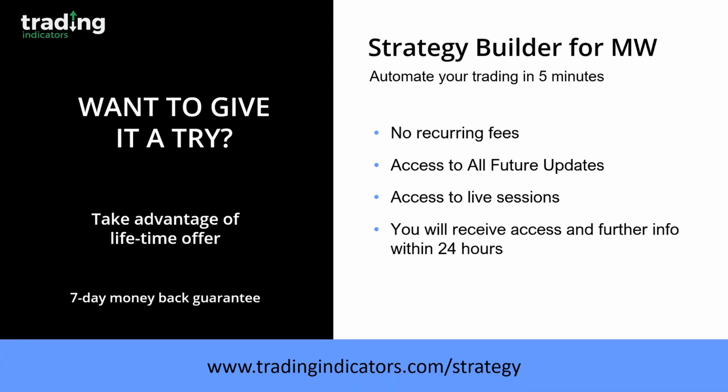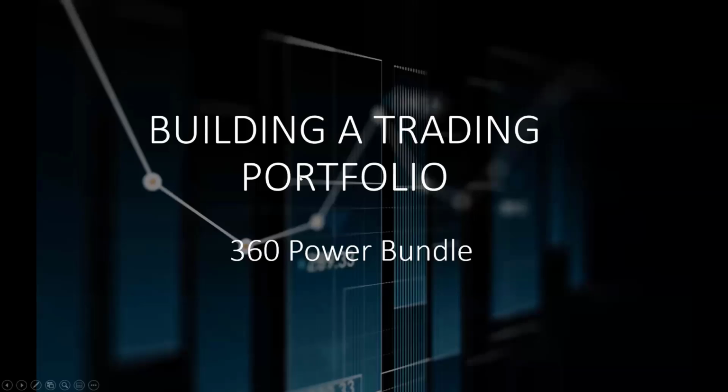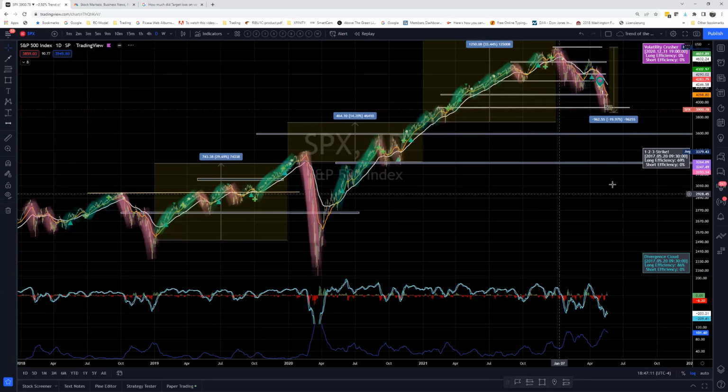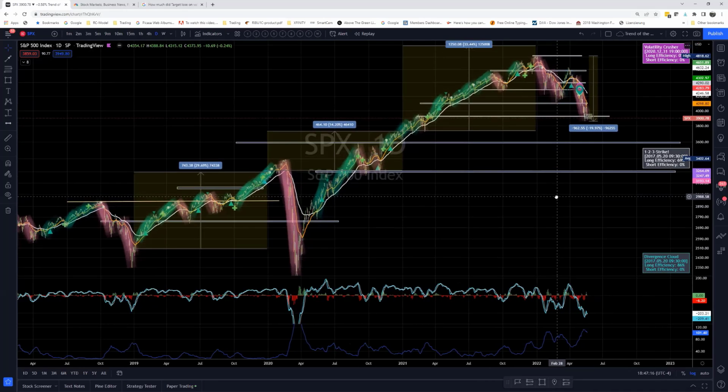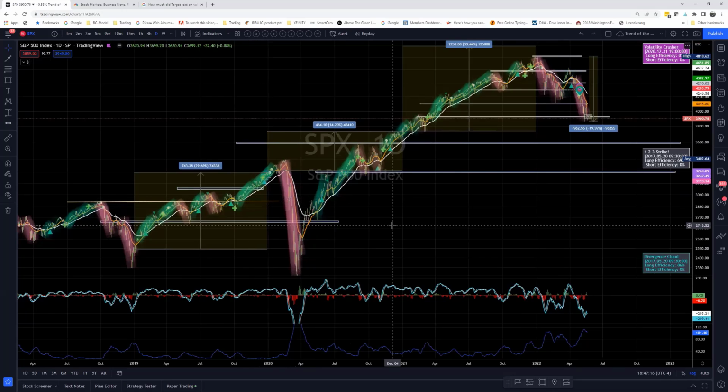All right. So let's move on to part 2 of today's session, where we are going to continue building our trading portfolio using our Power Bundle 360 indicators. I prepared a little graph here, just for a little information about the market. This is the S&P 500, and what you see here is the daily chart, and I went back to 2019. Here you see the pandemic, wherein everything went down, and the reason I'm showing you this is very simple.